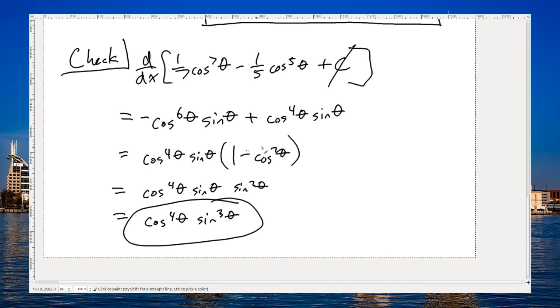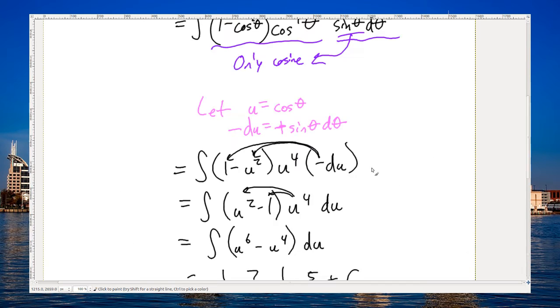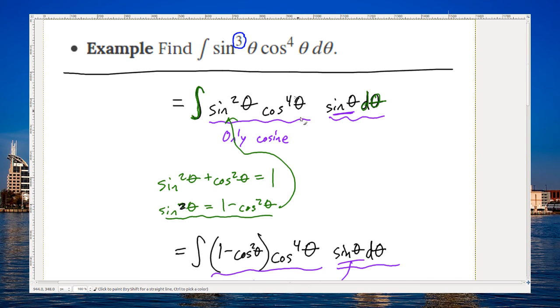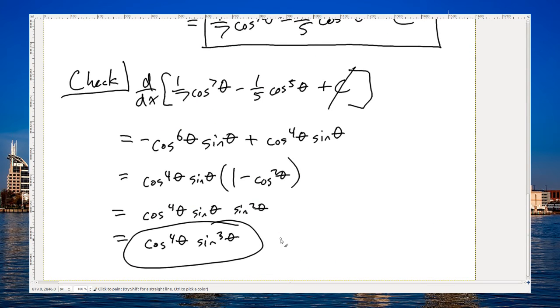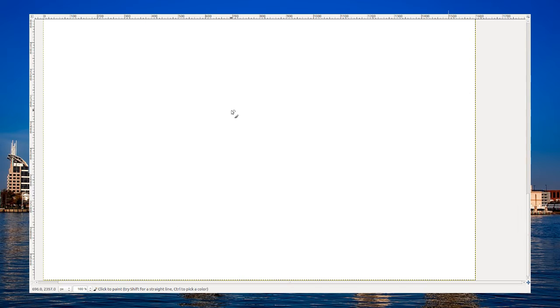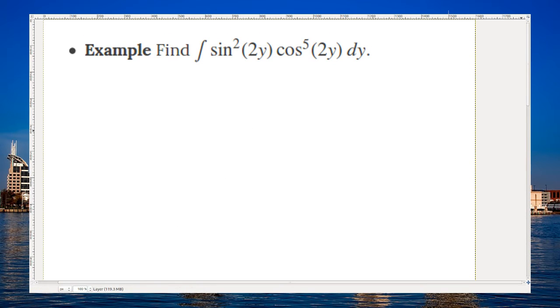And if we go way back to the beginning of the problem, sine cubed cosine 4th sine cubed, when I take the derivative of my answer here, I do get the thing that I originally integrated, so I did find the general antiderivative, which is what I wanted. All right, let's take a look at another problem.